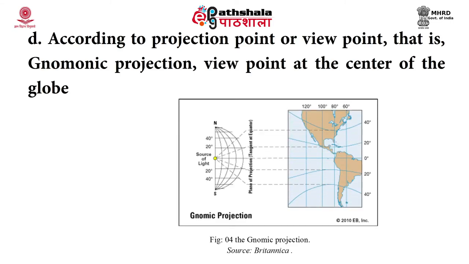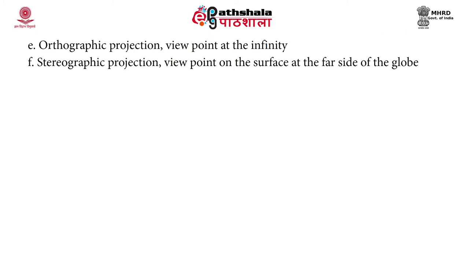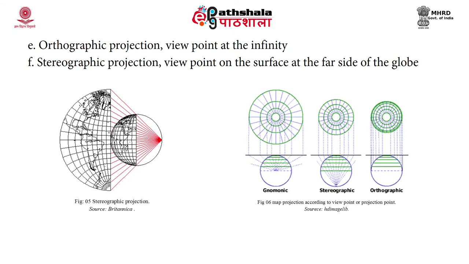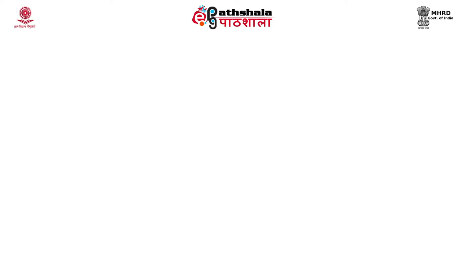And next is, according to the projection point of view, the gnomonic projection, with the viewpoint at the center of the globe. As you can see here in the diagram, the projection point is the center of the Earth. Next are the orthographic projection and the stereographic projection, where the orthographic projection views from infinity and the stereographic projection views from the surface at the far side of the globe. Here two diagrams are given. One is for the stereographic projection, and the other one is the map projection according to the viewpoint or the projection point.